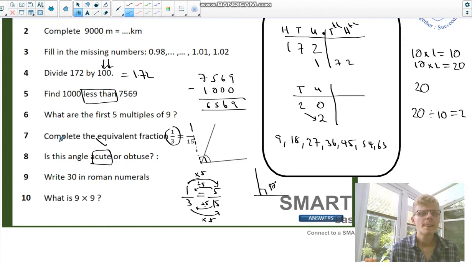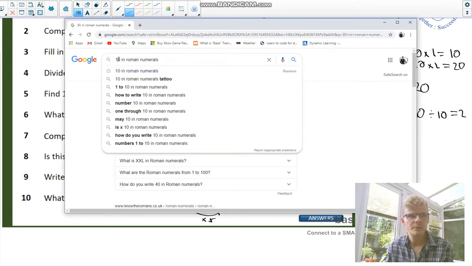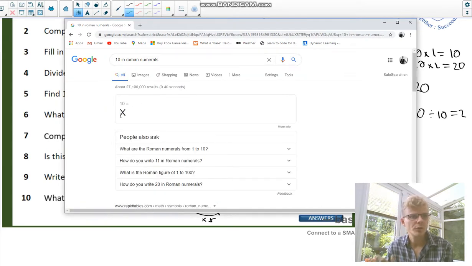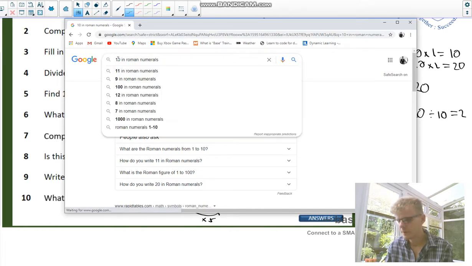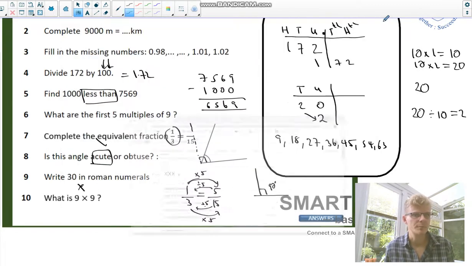Question 9 was a bit weird. Write something in Roman numerals. It's just something that you might have come across. So again, a Google search will tell you that X, or cross really rather than X, represents 10 in Roman numerals. Okay, so we could have done a little Google. Let's do a Google. Okay, so let's go back to my original one. So 10 in Roman numerals is a cross. Okay, and then 30 is just 3 lots of that, so 3 crosses together, which is 30 in Roman numerals.